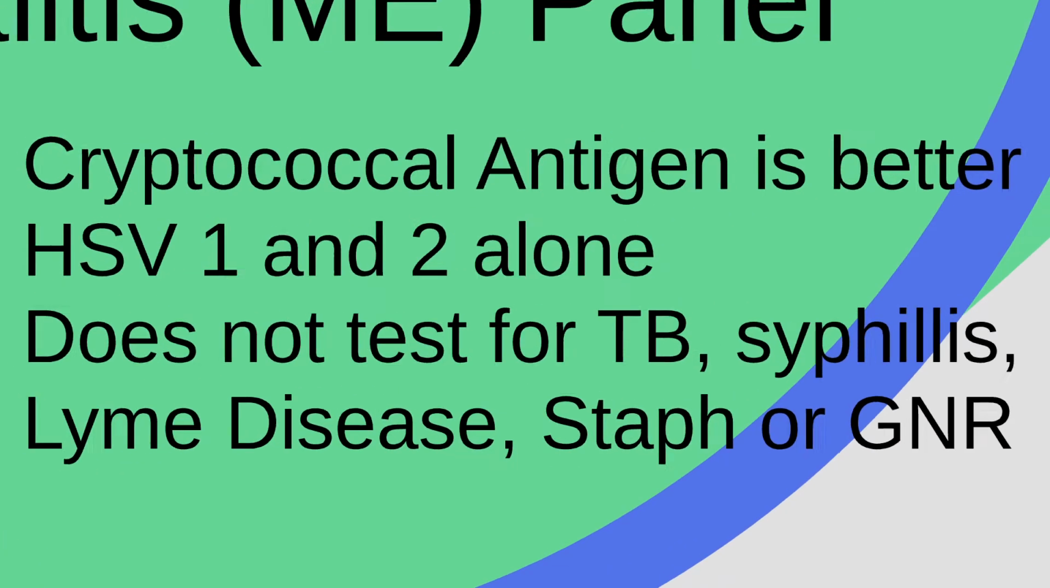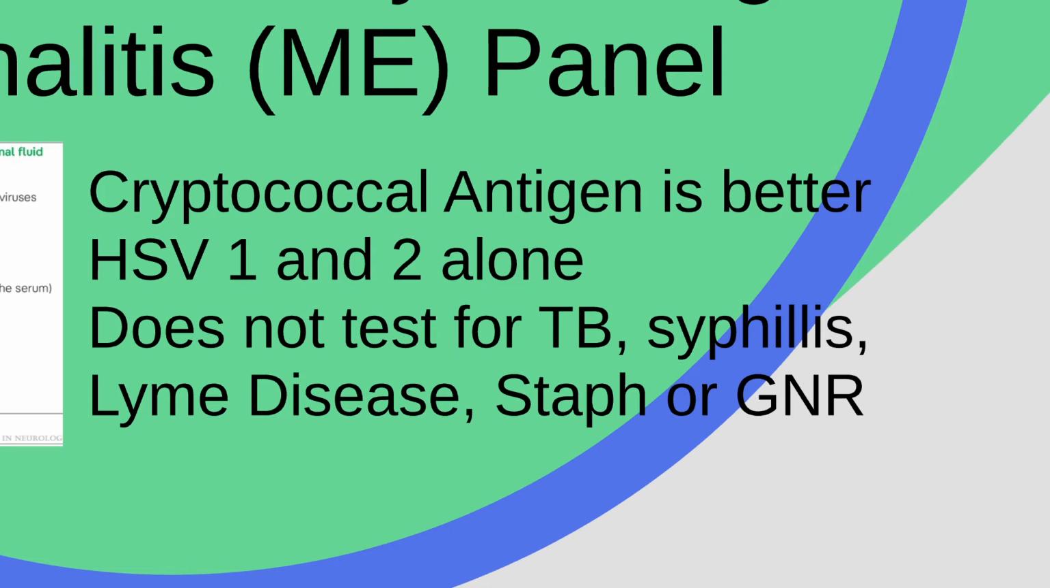And the other drawbacks of the panel are that, again, the cryptococcal antigen is not the greatest. Sometimes herpes simplex 1 and 2 should be tested for as independent immunoglobulins, and it doesn't test for a lot of the chronic meningitis causes: tuberculosis, syphilis, Lyme disease. It doesn't cover staph or gram-negative rods. But keeping those limitations in mind, it's been a very useful panel and obviates the need for any sort of viral culture, since most of them are detectable by PCR.